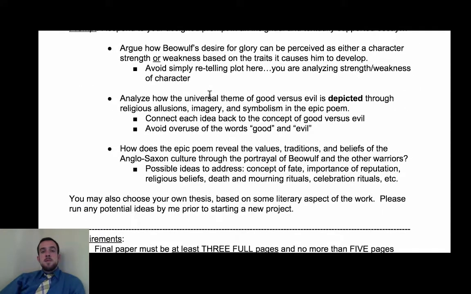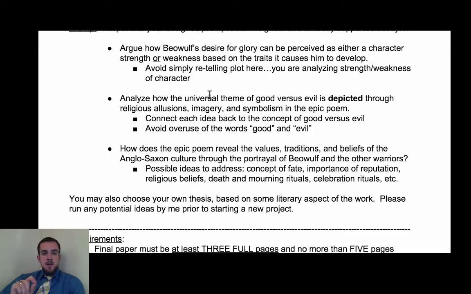We'll go to the middle and take a look at the prompts. Now, you have 3 prompts here, and let me just explain them a little bit. The first one: argue how Beowulf's desire for glory can be perceived as a character's strength or a character weakness based on the traits that it causes him to develop.